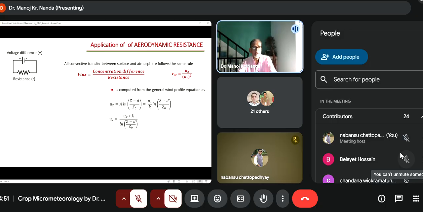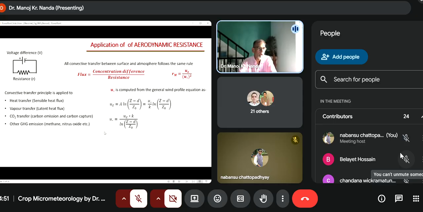K is your von Karman's constant, that is 0.41. Z is the height. U is your wind speed at height z. D, if it is a plant rough surface, then D is 0.7 of your plant height. And z0 is actually 0.3 of your plant height. So you can easily compute the u star.